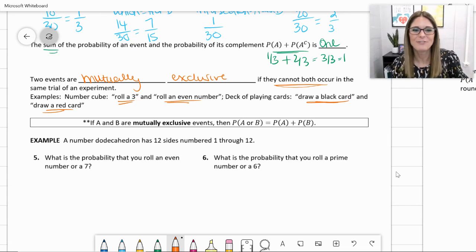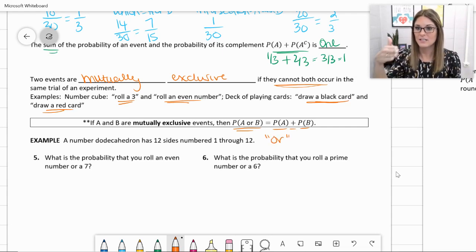So to find mutually exclusive events, if A and B are mutually exclusive, then to find that probability of A or B happening, you're just going to add those probabilities together. So whenever you see the word or, I want this or that to happen, I want the probability of rolling a 3 or rolling an even.